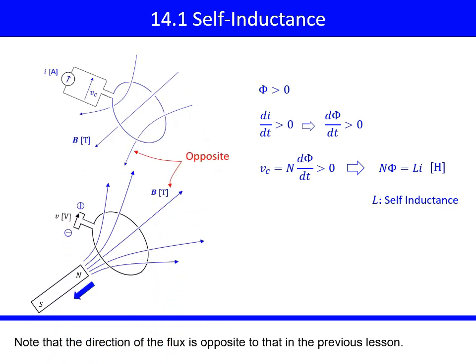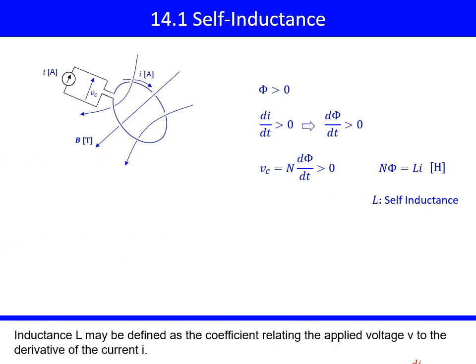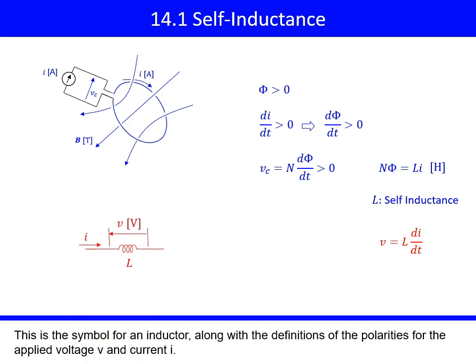Note that the direction of the flux is opposite to that in the previous lesson. Faraday's law was introduced with the opposite direction of phi. This difference in the polarity is due to the different purposes for which these equations are used. Inductance L may be defined as the coefficient relating the applied voltage V to the derivative of the current I. This is the symbol for an inductor, along with the definitions of the polarities for the applied voltage V and current I.